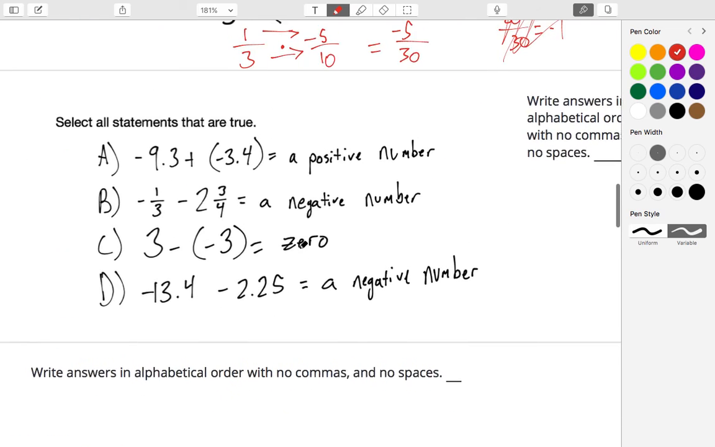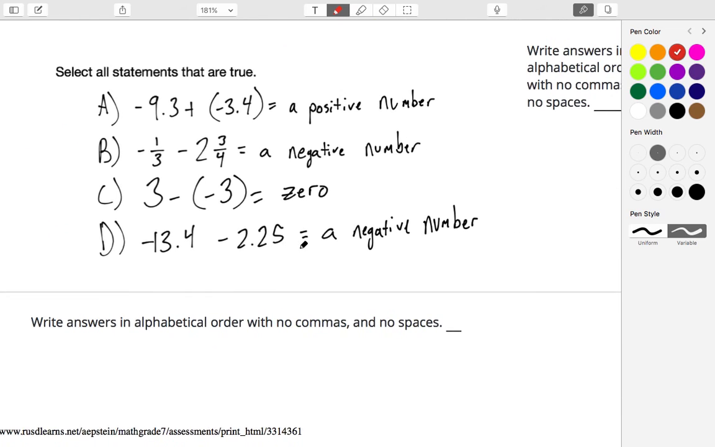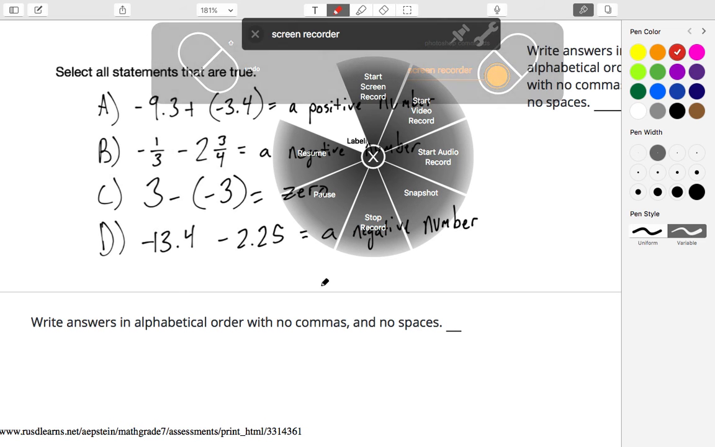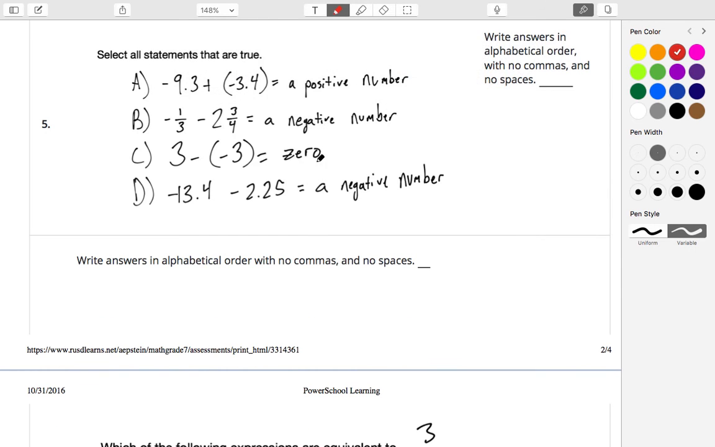Okay, next one. State or select all statements that are true. Okay, so we're going to pause it here at 2 minutes till the bell rings. Okay, select all statements that are true.